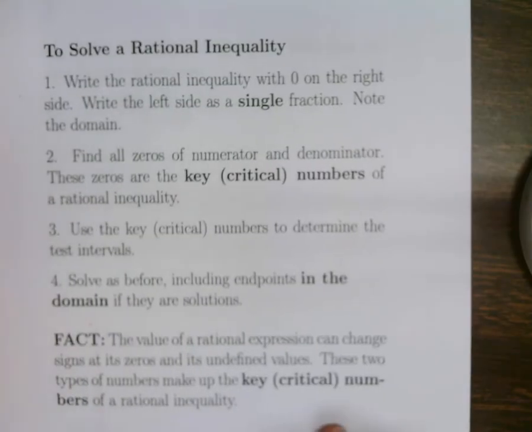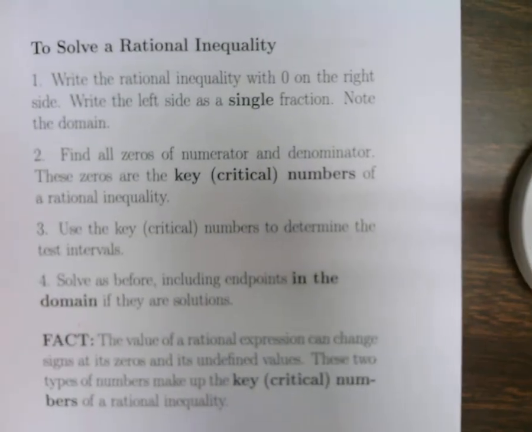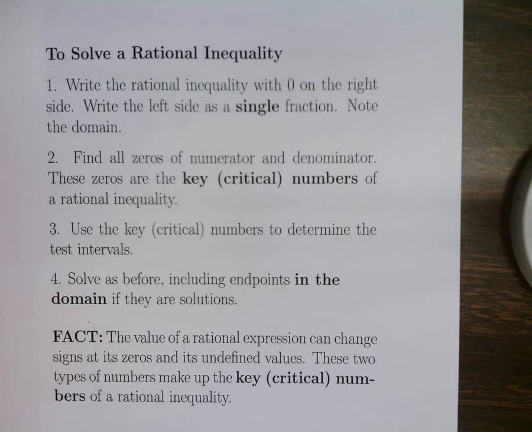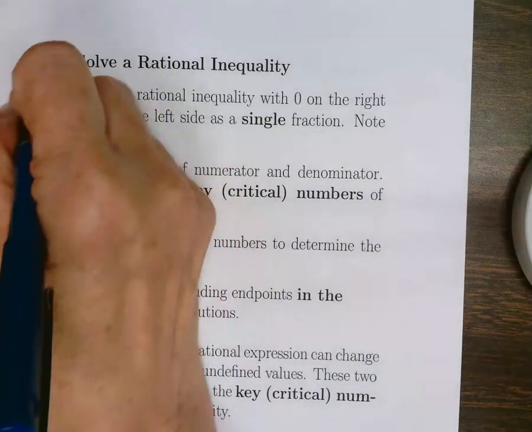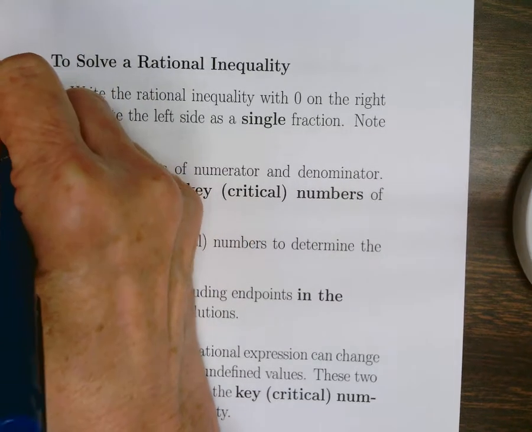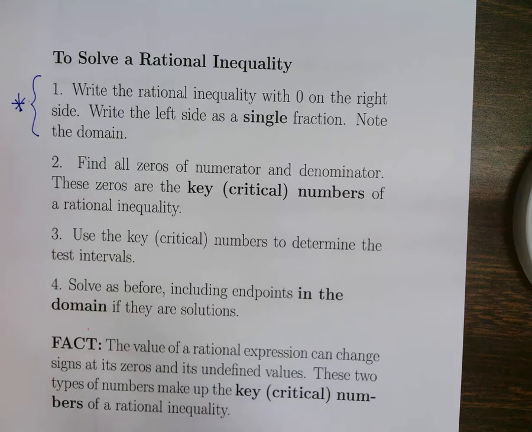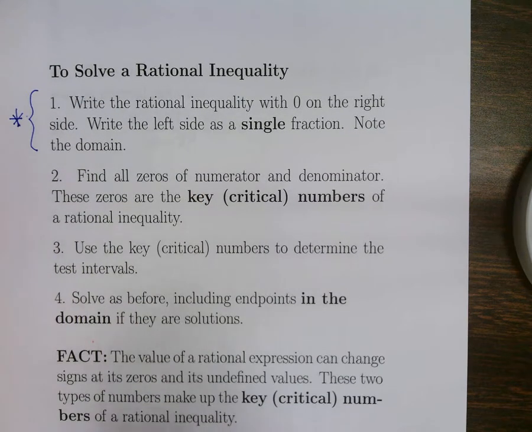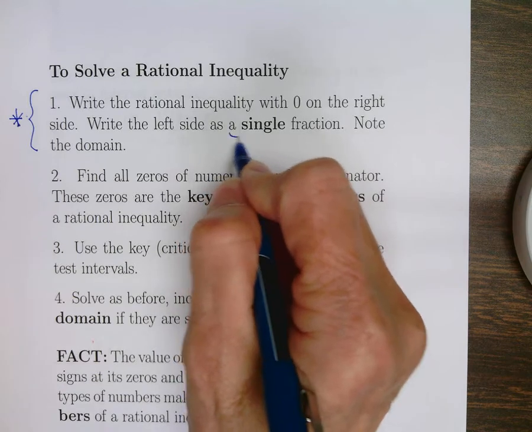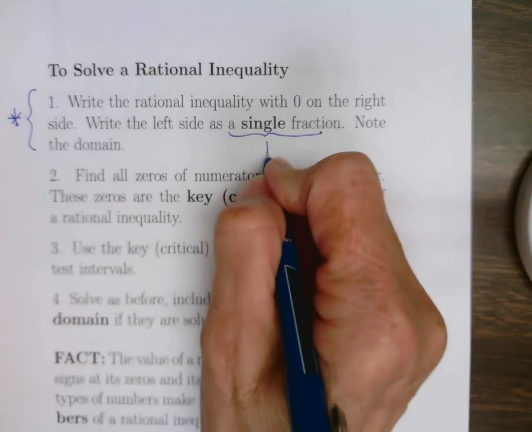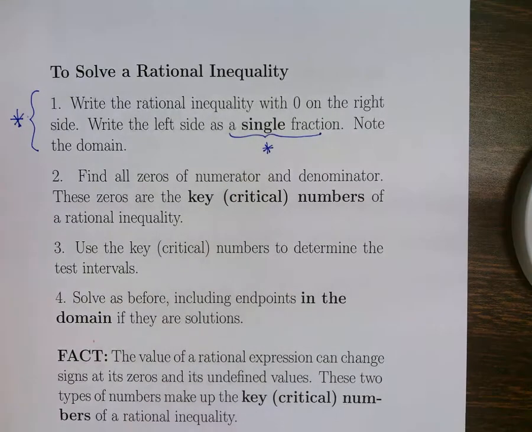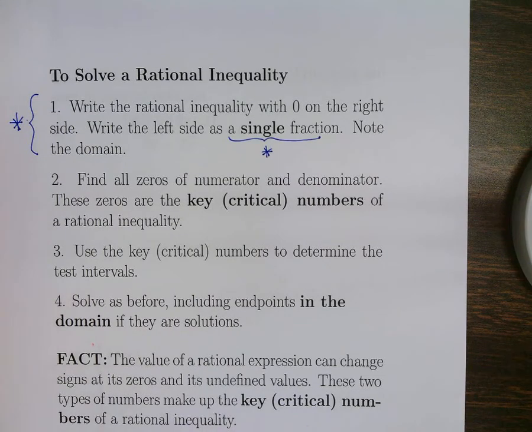And the only difference with a rational inequality is that we have this extra step. Well, it's kind of a key step. Just like before, we have to have a 0 on one side, and we have to write it as a single fraction. That's the key step.